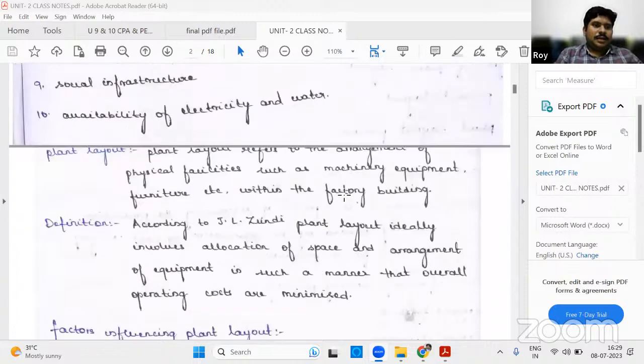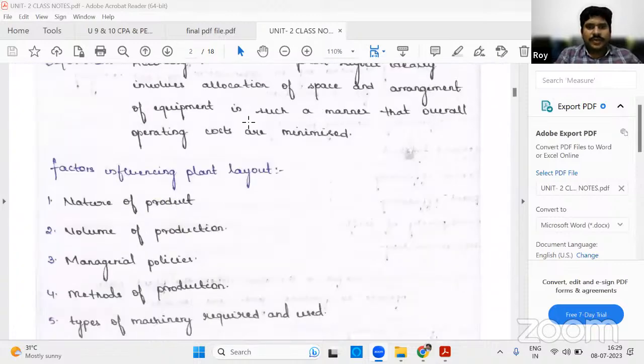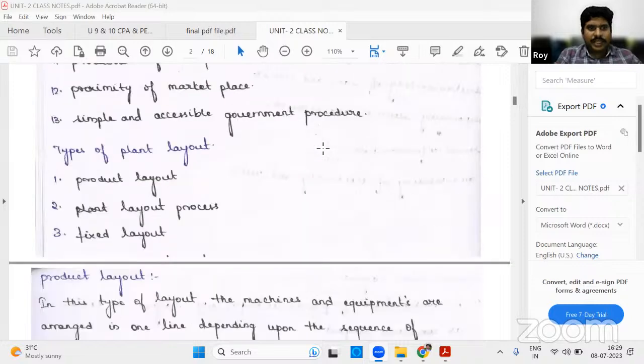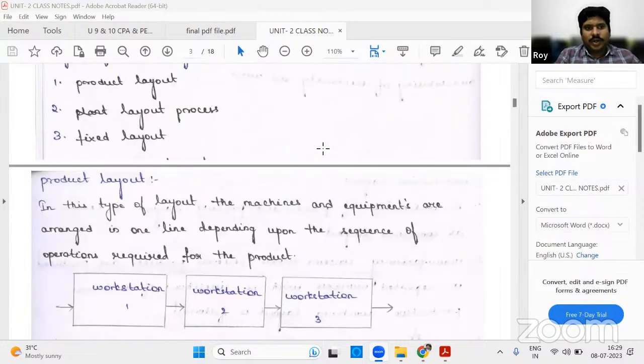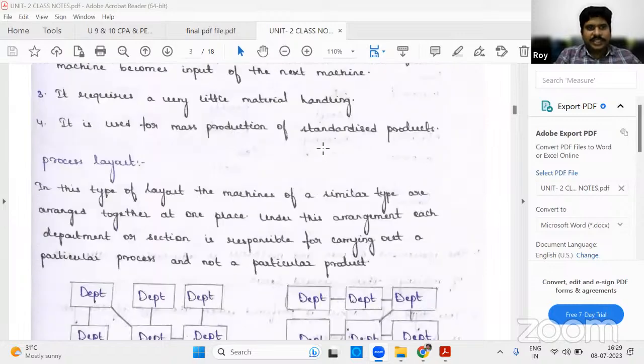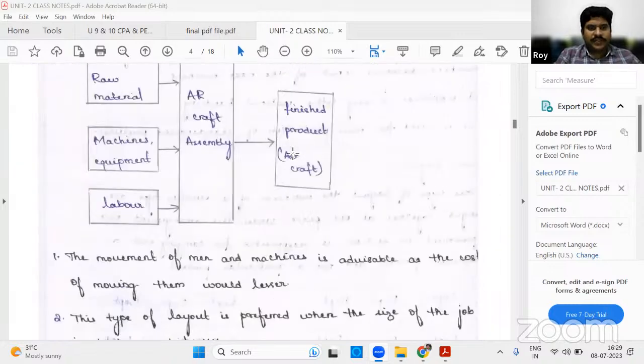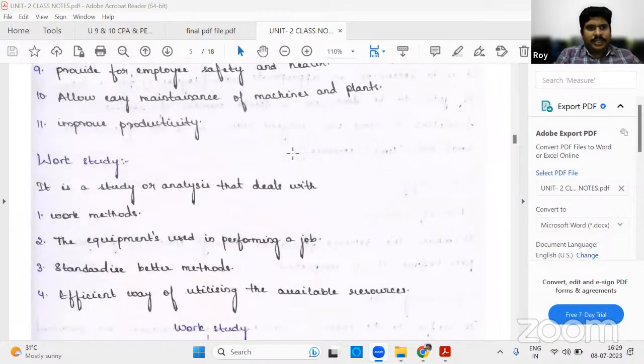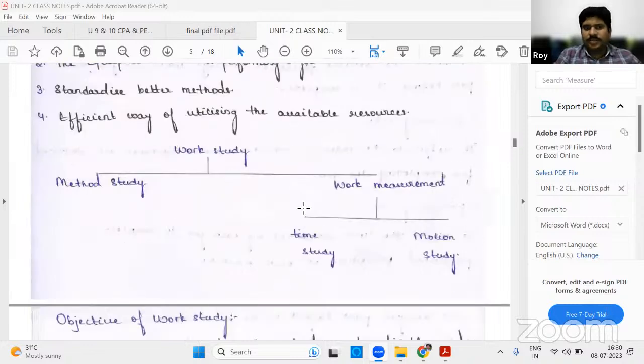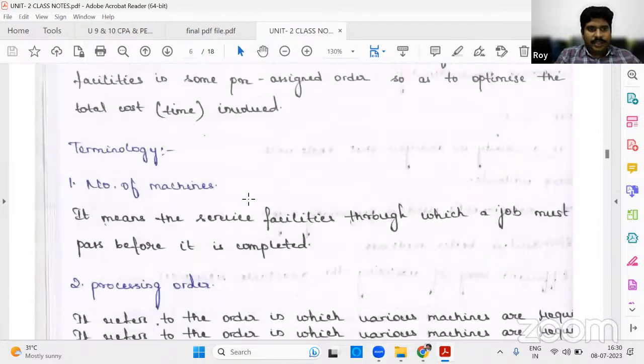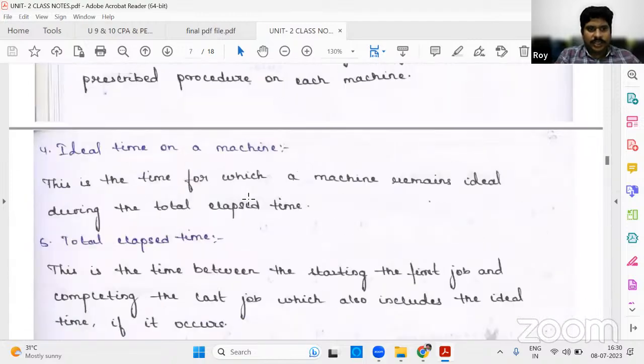This plant layout, we have seen what plant layout is, what product layout is, and what fixed layout is, all these things. We have seen different examples also. And work study also we have seen. In work study, there are two things: one is method study, the second is work measurement. Under work measurement, we have two things: one is time study and the second is motion study. This we already learned.